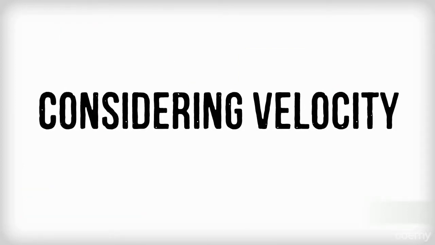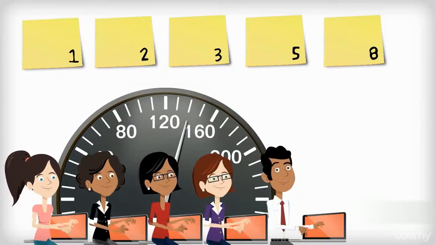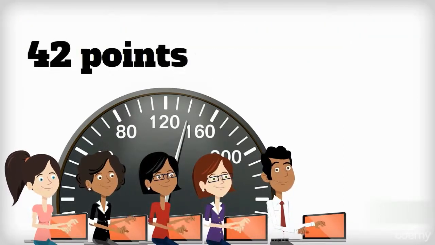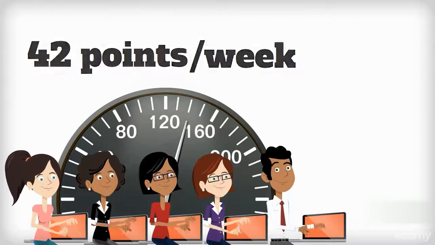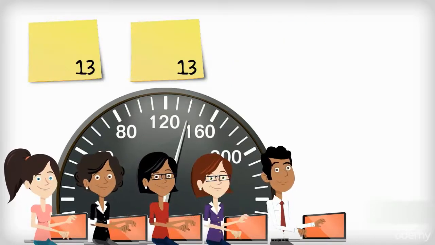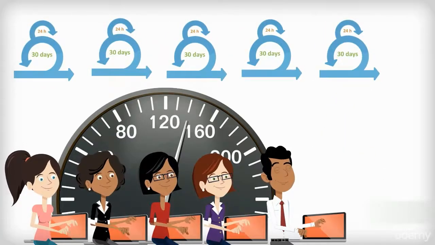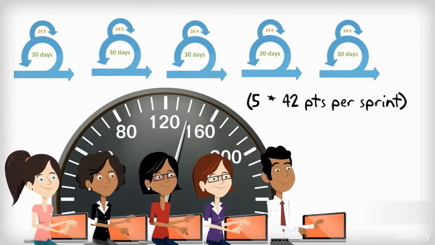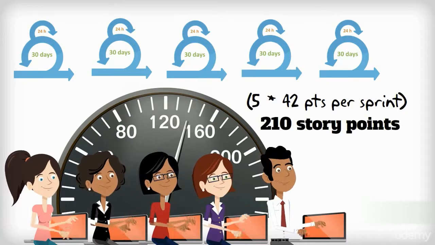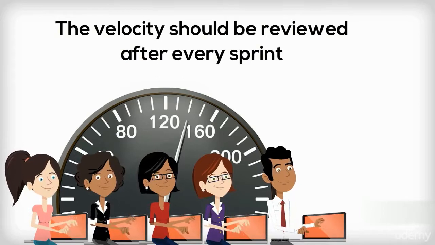Considering velocity. Once a team have set a pace at which they work, velocity, they can equate story points to a period of time. For example, they may work an average of 42 points per week. This also tells them that they can take on two 21-point stories or two 13-point stories and two 8-point stories in a sprint. If there are 5 sprints in a release, it tells them that they could take on about 210 story points by the end of the final sprint. The velocity should be reviewed after every sprint.